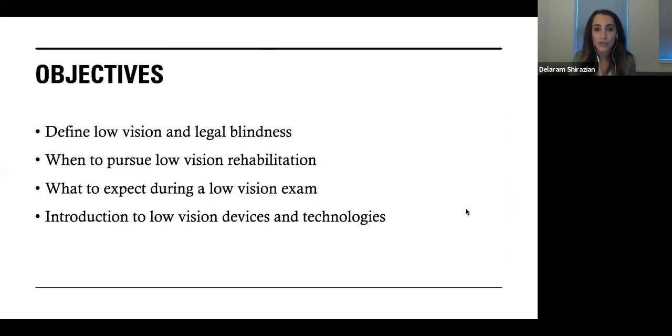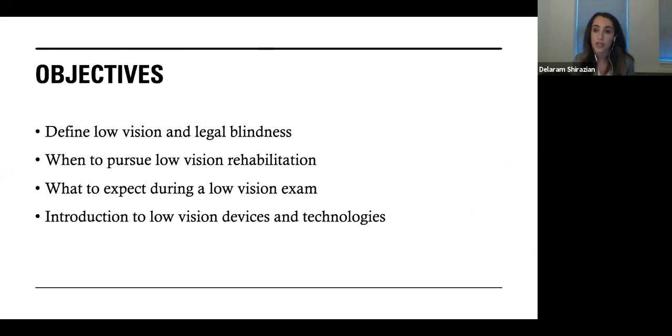So first I'll go through some objectives for this evening and what I will be discussing in particular. First we're going to define what low vision is. I know someone had asked this question in our Q&A, and we'll also talk about what legal blindness is and how it differs from low vision. We'll then go into when to pursue low vision rehabilitation. Everyone is always wondering, okay, well, when do I need to do this? Docs also want to know, when should I refer my patients for this? So we will talk about that.